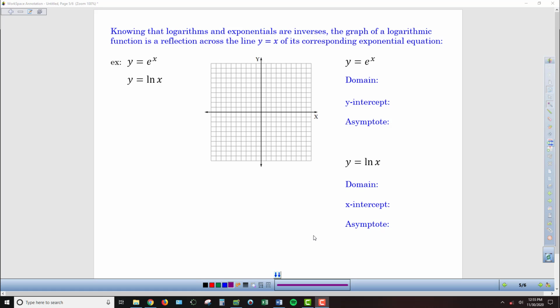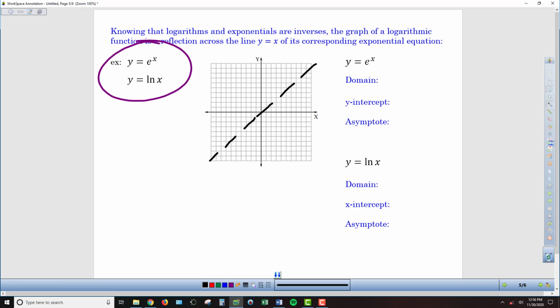Knowing that logarithms and exponentials are inverses of each other, we can apply the same knowledge that we had from our original study of inverse functions to the graphs of these two functions here. So we have y equals e to the x, so we're using that natural base e for our exponential, which then means for the inverse function, we're going to have the natural log, so the log base e of x. Remember that the graphs are reflections of each other across the line y equals x.